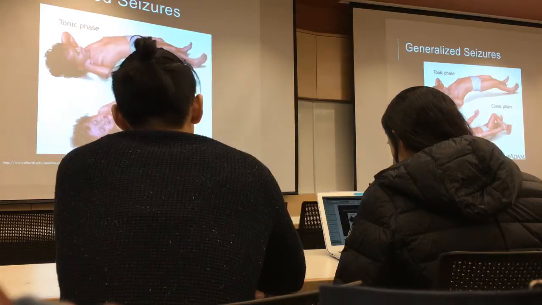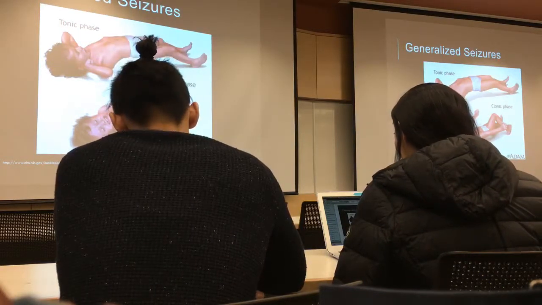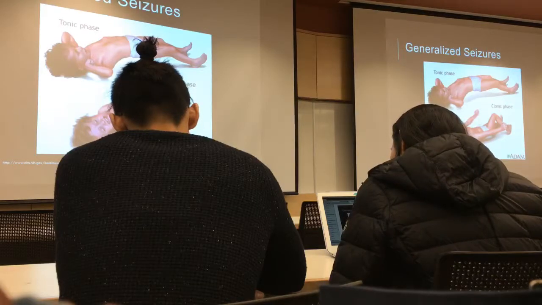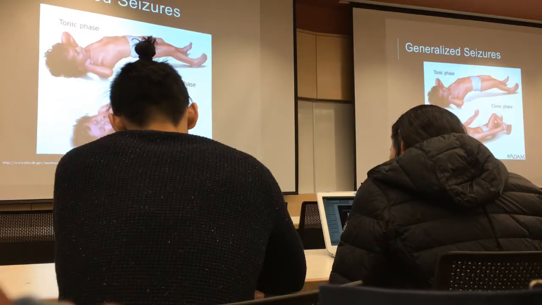So this is just a picture to show you the tonic phase and the clonic phase. So you can see the severity, and keep in mind that when they are in a tonic-clonic generalized seizure, they do this continuously, nonstop, until they're well-controlled and seizure-free. So just think about this movement as continuous movements.